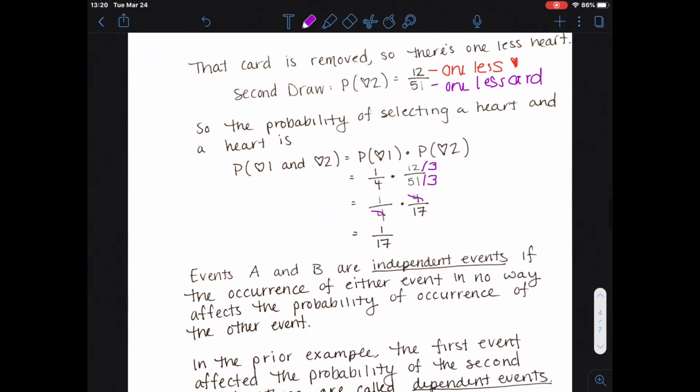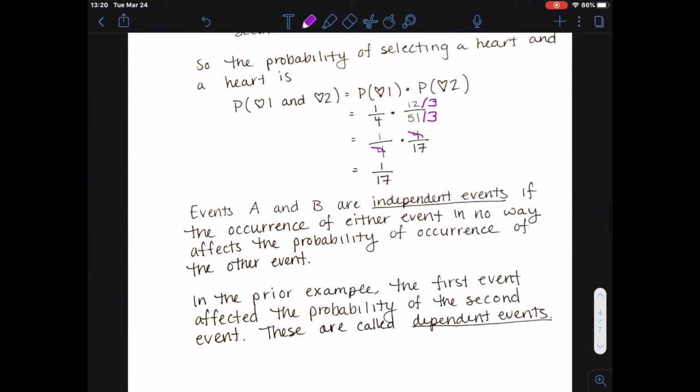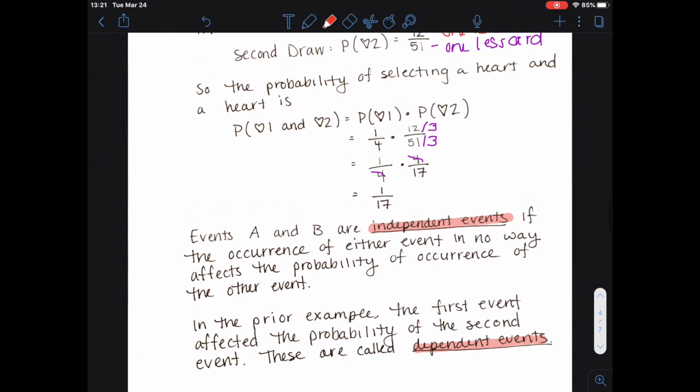So what we can say from this is another special kind of terminology about 2 specific events. So events A and event B are called independent events if the occurrence of either event in no way affects the probability of the other. In the prior example, the first event being successful does affect the probability of the second event. So we would say they're dependent. The second probability changed as a result of the first probability.